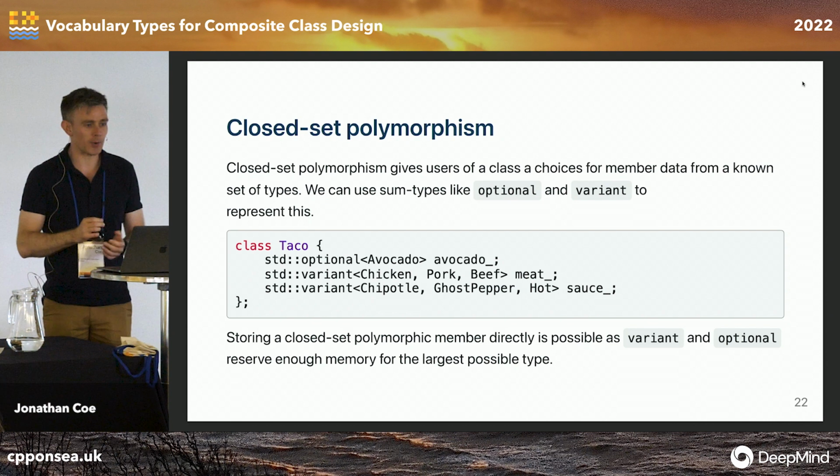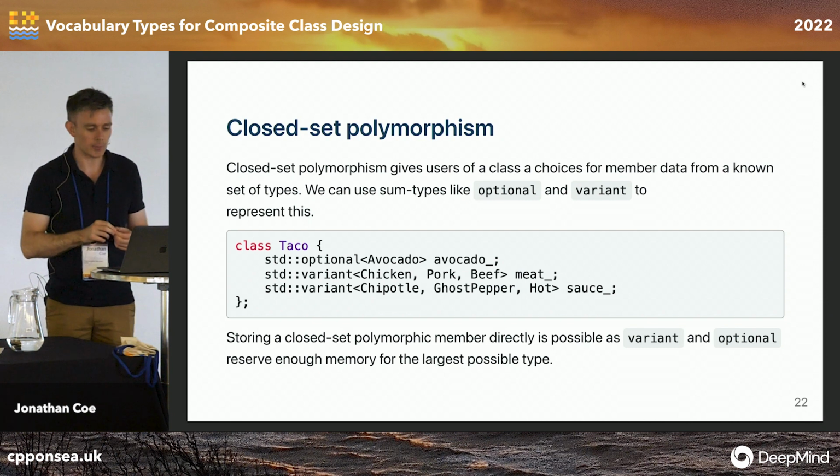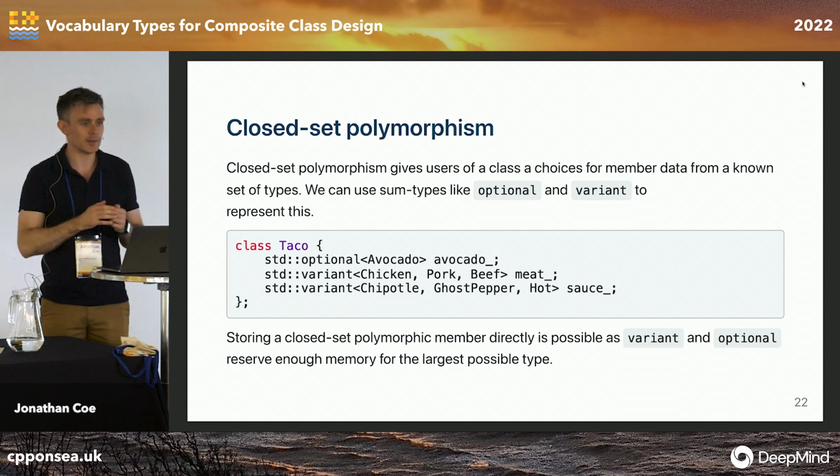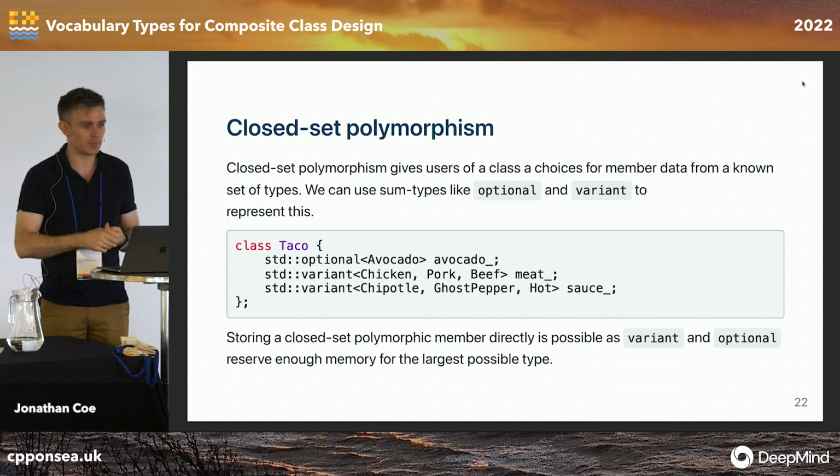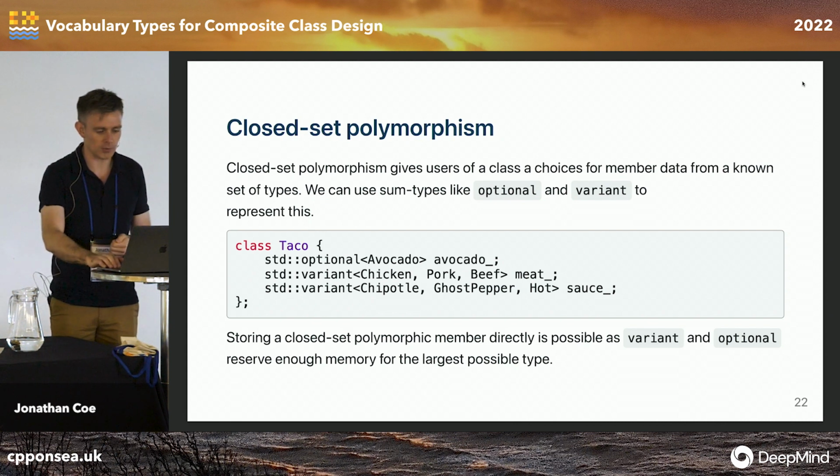Storing a closed set polymorphic member is already possible through the standard library. We've got things like variant and optional used here, so we can keep one of this list of things in our class, and that works by the compiler knowing it needs to store enough memory for the biggest possible thing in your variant plus its alignment requirements.